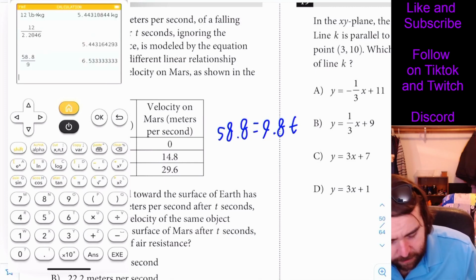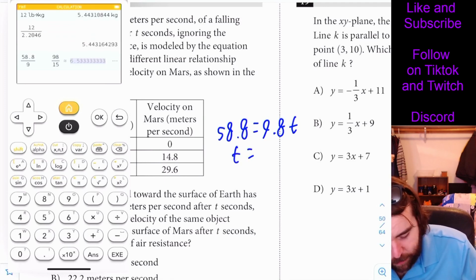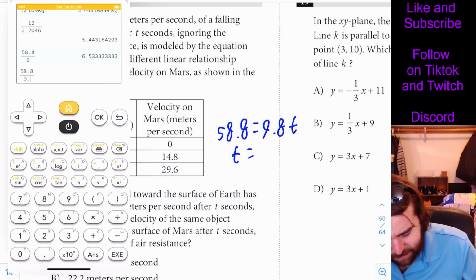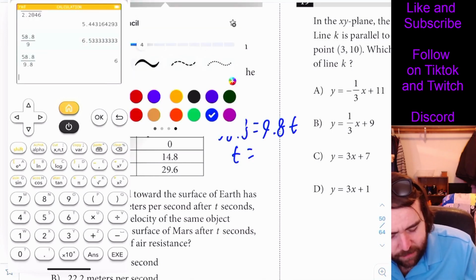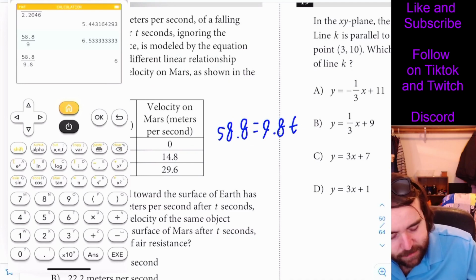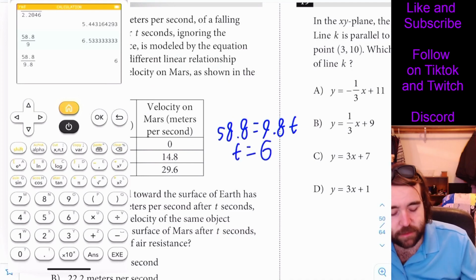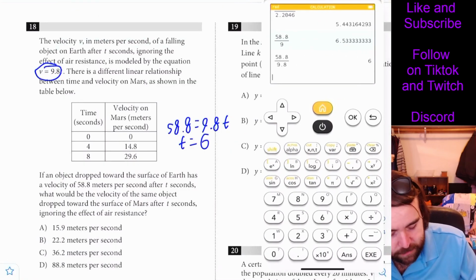Unfortunately, I can't do that in my head very quick. So we'd get that t, divided by 9.8. That's why I couldn't do it in my head. I was going to say, divide by 9, I should probably be able to do that in my head. But divide by 9.8, that's harder, even though it is an exact 6. So we get that t equals 6. So that's like what we're talking about is 6 seconds in. So what are we going to do then?